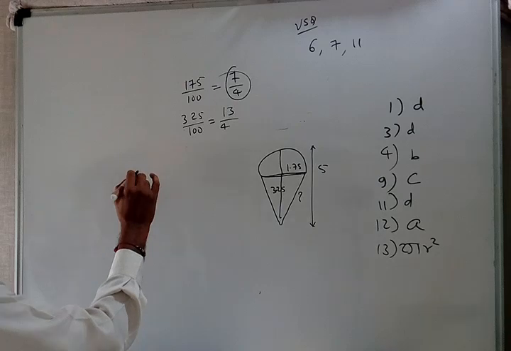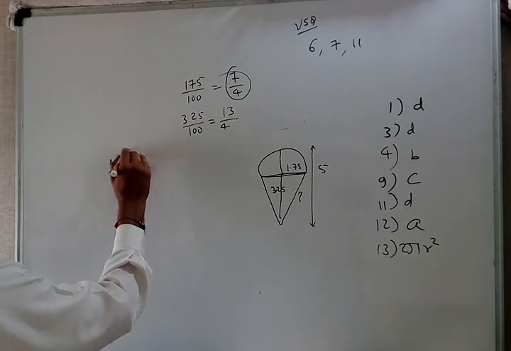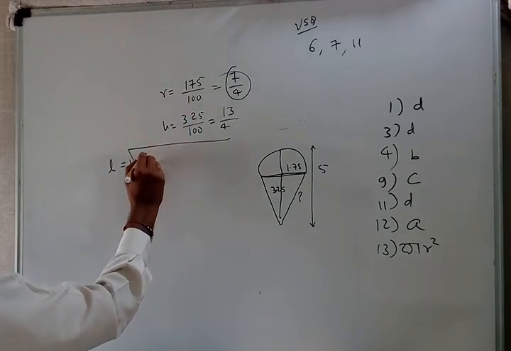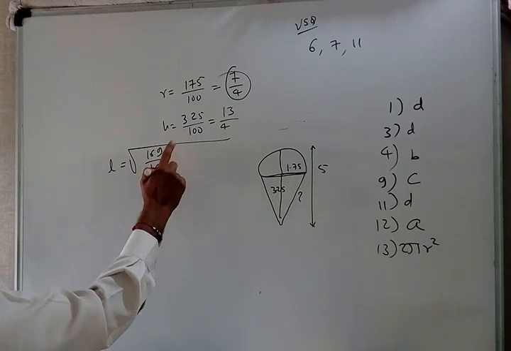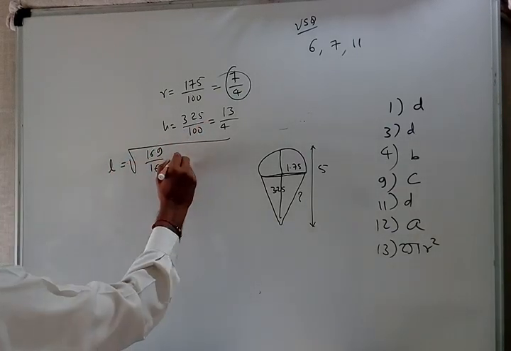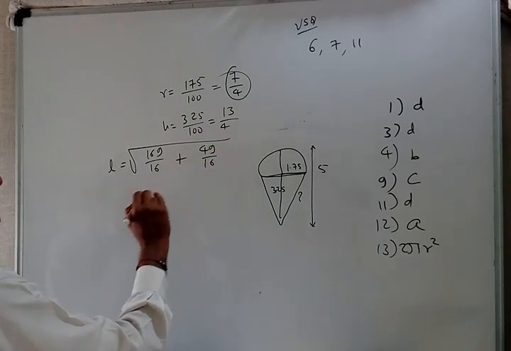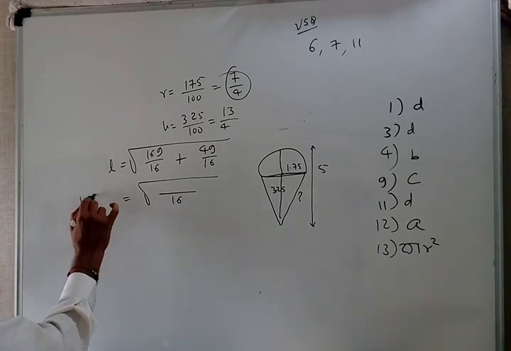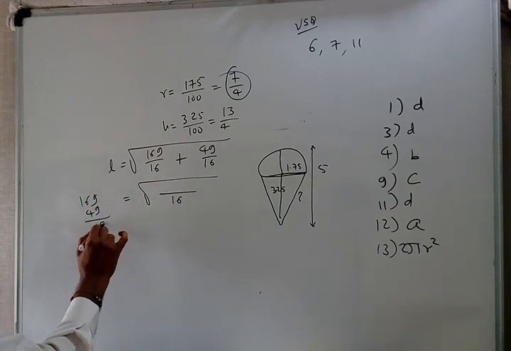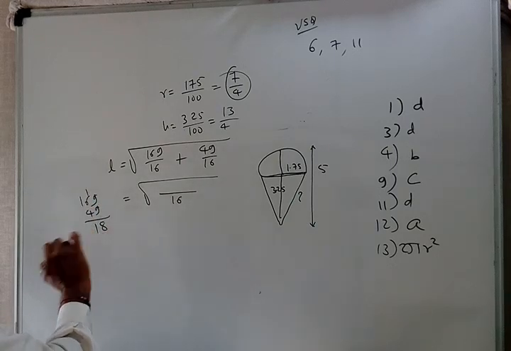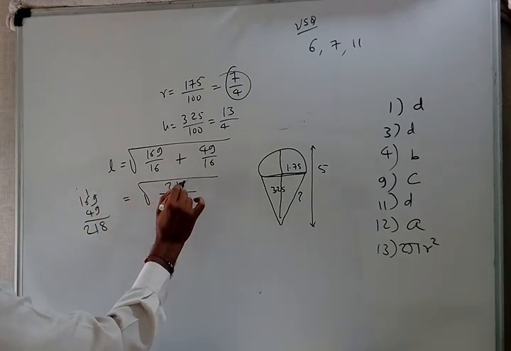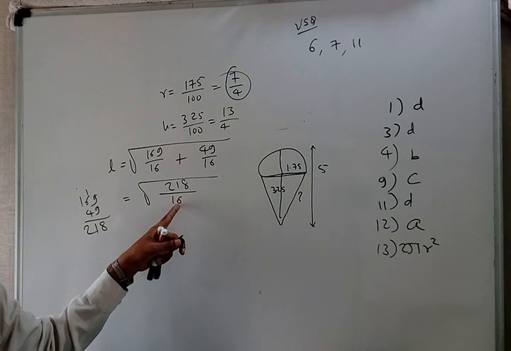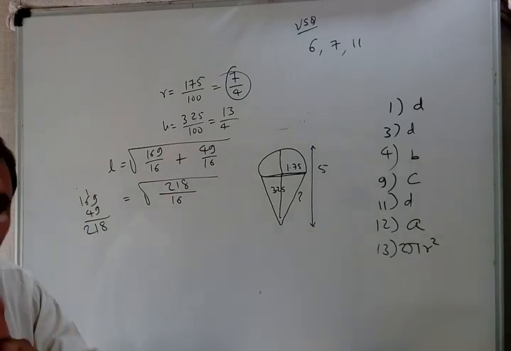Now we use the formula, l squared equals r squared plus h squared. So it is 169 upon 16, I am just making the square directly, plus 49 upon 16. Now make the total of this. This is 16, and 169 plus 49 is 218. Now don't simplify it because 16 is useful. Don't make it half-half, otherwise it will create more problems.